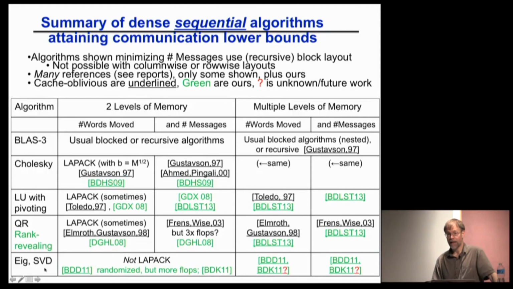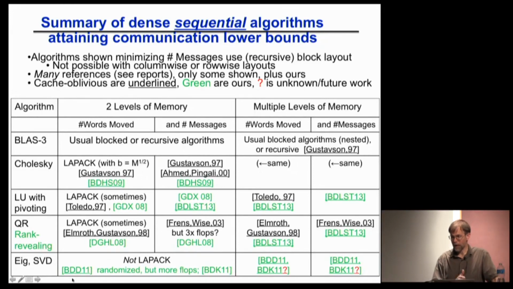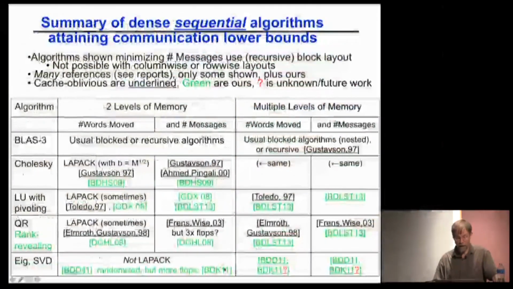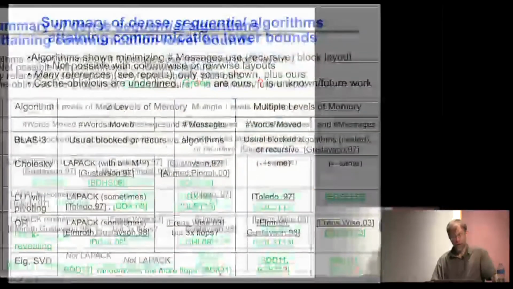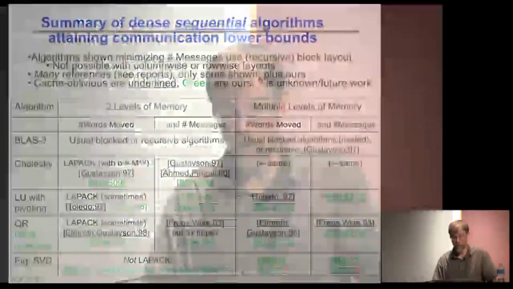So eigenvalues and the SVD, those are much more challenging. LAPACK is nowhere close for anything. It does n cubed memory movement, not n cubed divided by M to the 1/2, just n cubed. And so there are 2 situations: the non-symmetric eigenvalue problem, that's the hardest thing to do, and then the symmetric eigenvalue problem and the singular value decomposition. So we know what to do, and it's pretty efficient for the singular value decomposition and the symmetric eigenvalue problem, but we don't have good implementations yet.